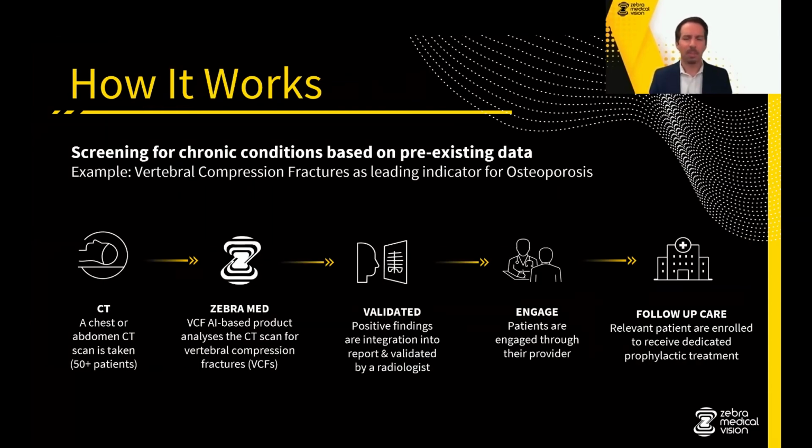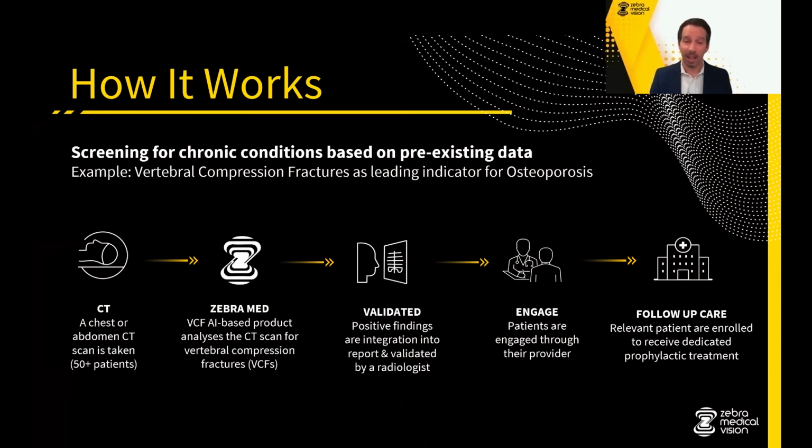Very simply, let me explain how this works. So the idea is that we're screening for chronic conditions based on pre-existing data. All patients over 50 with chest or abdominal CTs are reviewed by the AI. The machine learning algorithm then analyzes the CT scans for vertebral compression fractures, and positive findings are integrated into the radiology report and are validated by a radiologist.